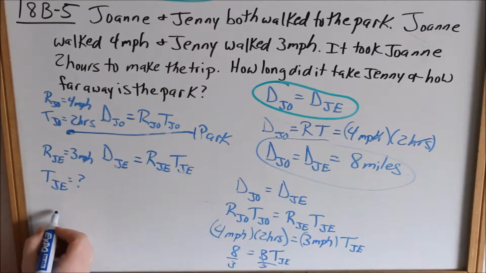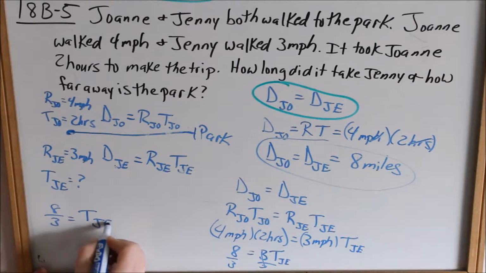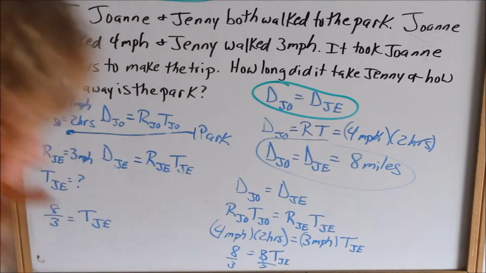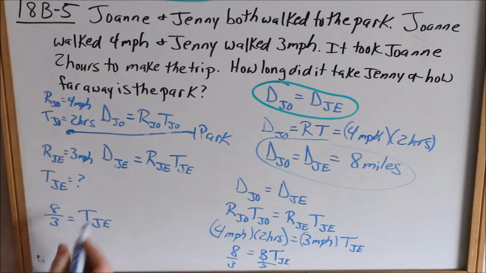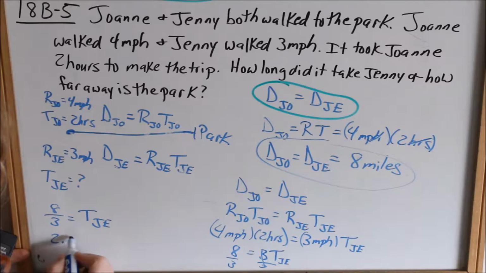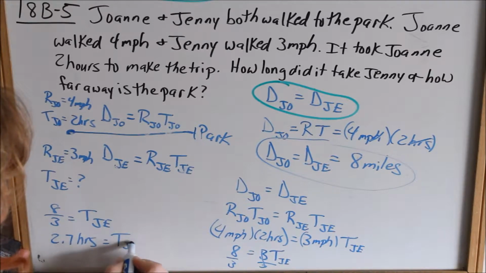So basically over here, we have 8 over 3 equals Jenny's time. And it's okay that you're going to get a decimal, because if you do 8 divided by 3, I'm going to round it to 2.7 hours is Jenny's time.